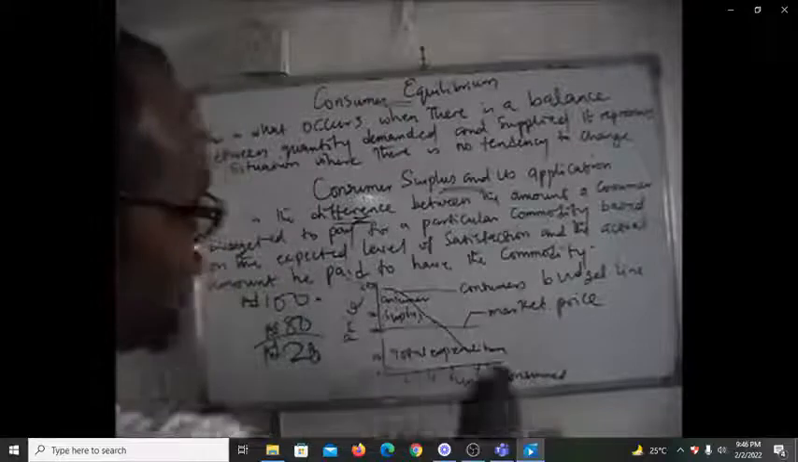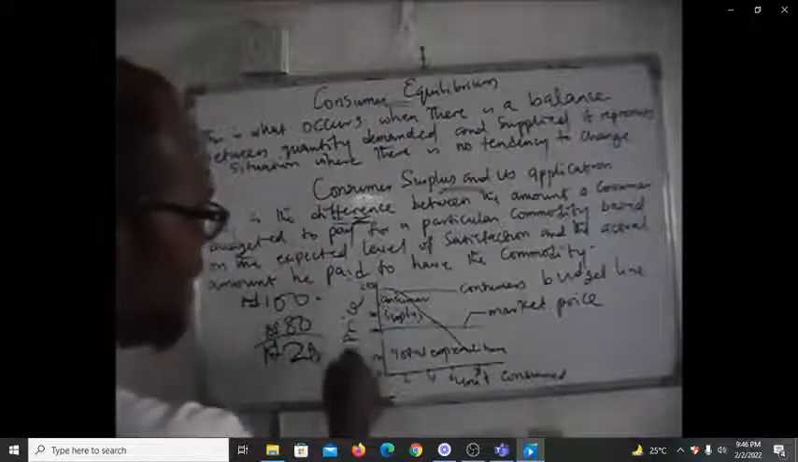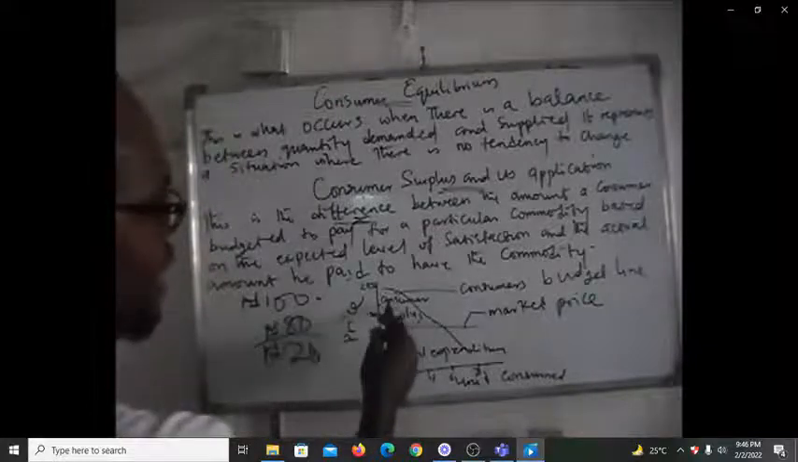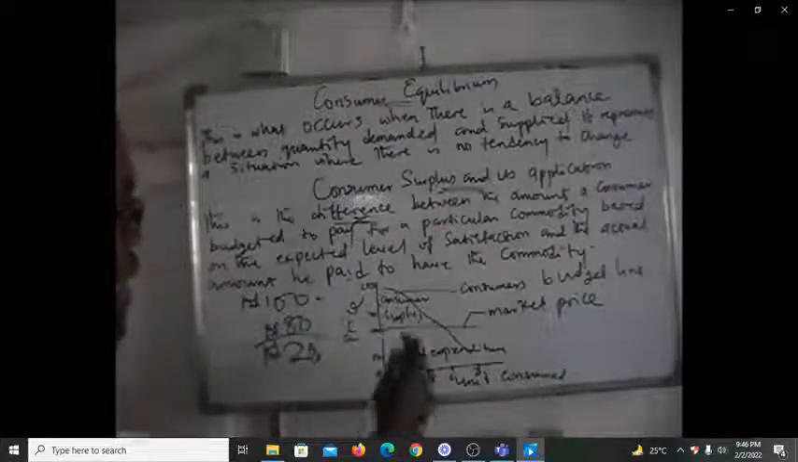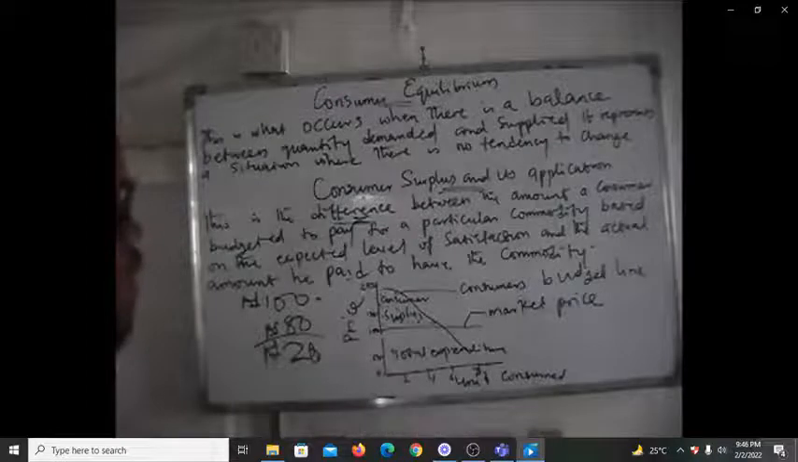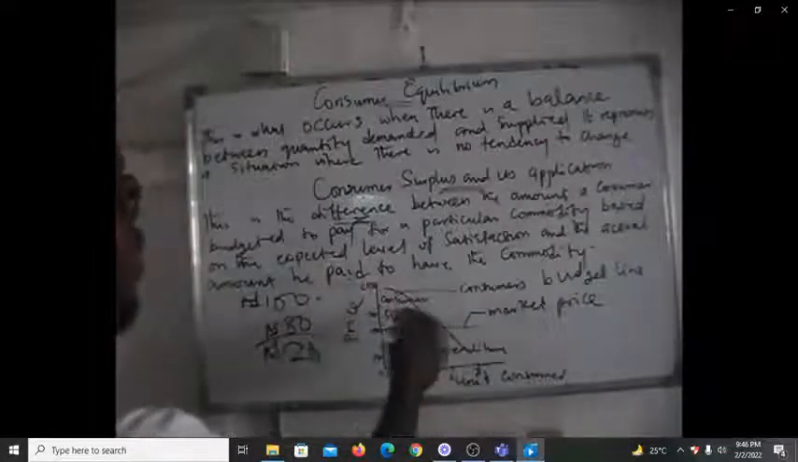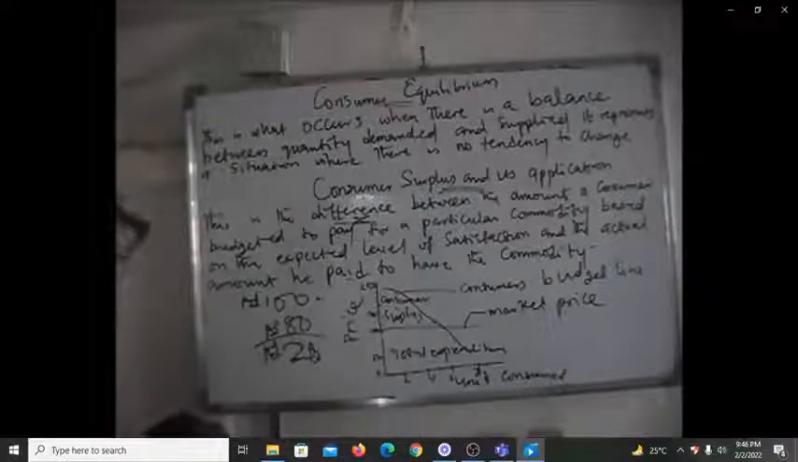And this is the graph that shows the consumer surplus. We have the price against units consumed. This upper part is known as the consumer surplus, whereas this lower part is the total expenditure. Once this is the market price, once you buy, every other thing above it is the consumer surplus. Is that clear?